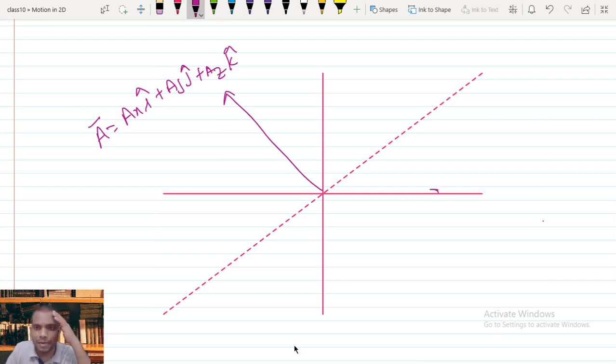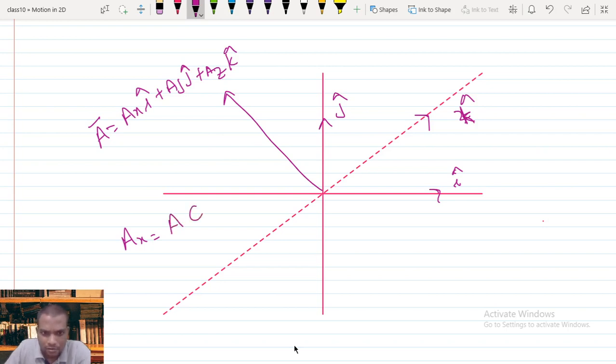So i cap, j cap, k cap are the unit vectors along the three axes. i cap is along the x axis, j cap along the y axis and k cap along the z axis. Now here we need to bother about what is the magnitude of Ax. Unlike in two dimensions, where we got it from a simple trigonometric law, here I directly give the formulas. There is no particular proof for this because it goes into higher order mathematics, so you can take this as granted.